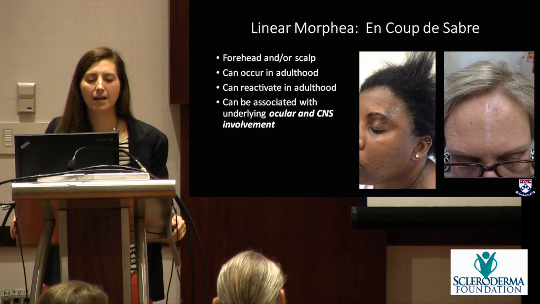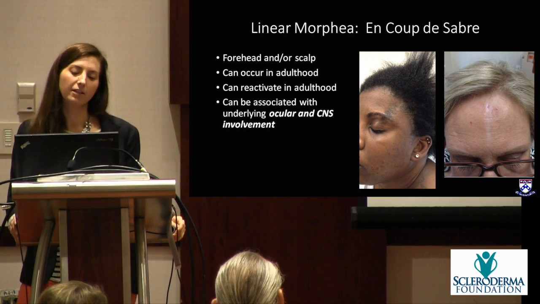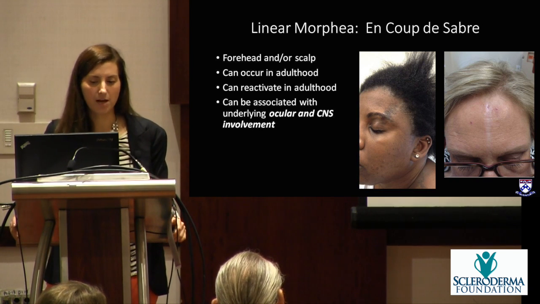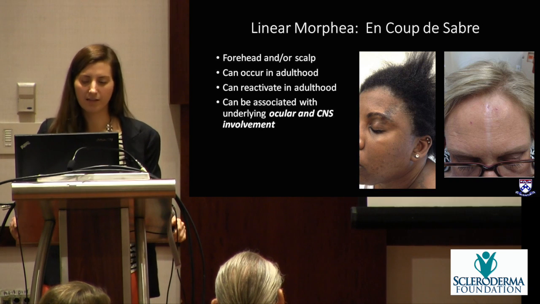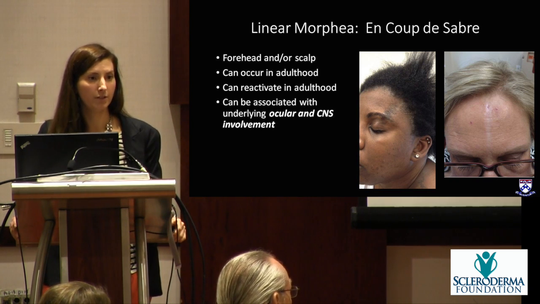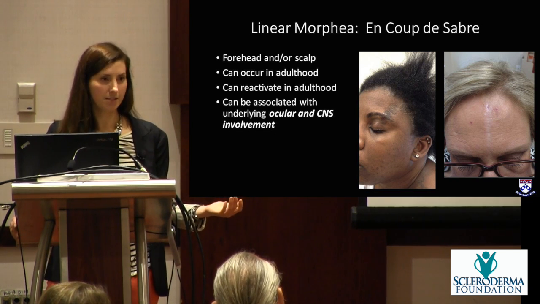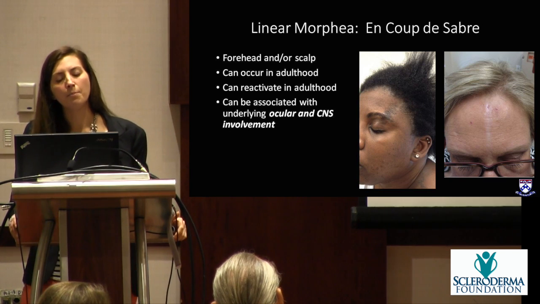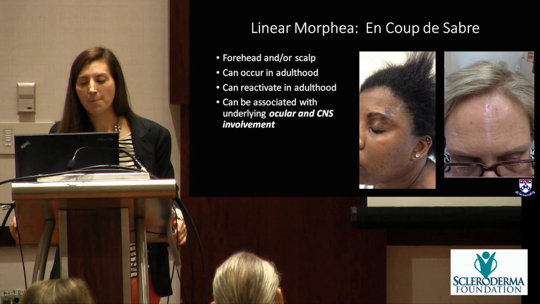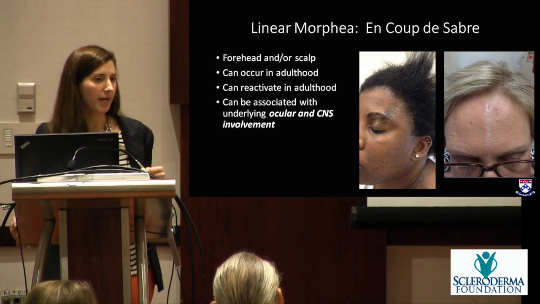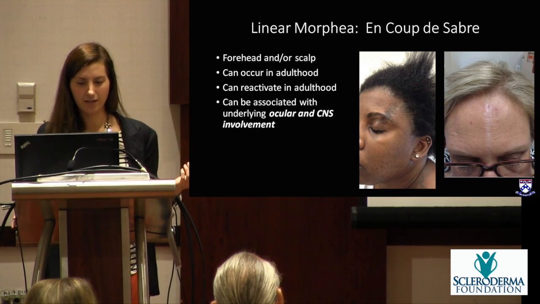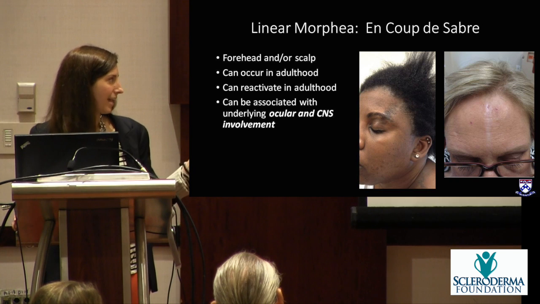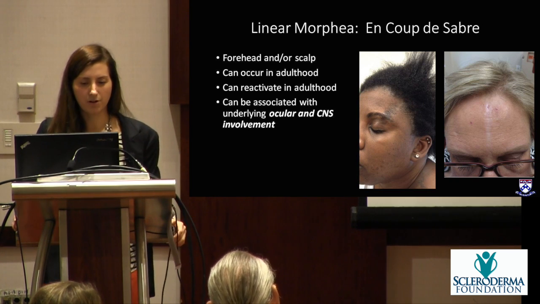So what about en coup de sabre? So we talked about how this can affect the forehead and/or the scalp. It absolutely can occur in adulthood. Does it occur commonly in kids, or more commonly, I should say, because it is not a common condition? Absolutely. But for example, this patient on the right, she's in her 60s when this started. This patient on the left, she was in her 30s when this started.